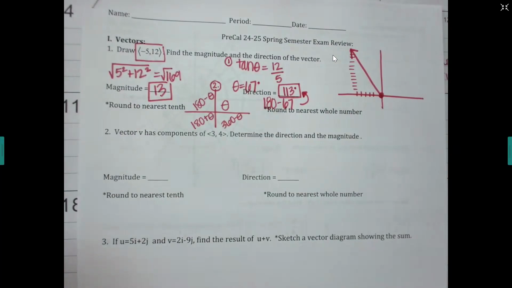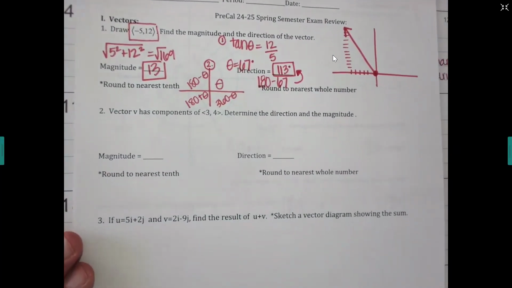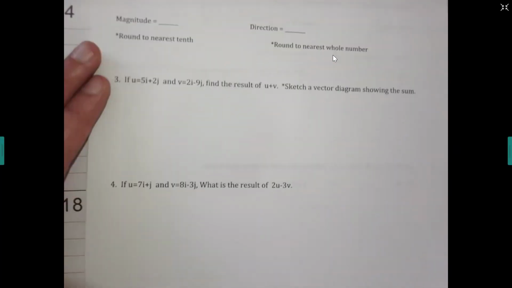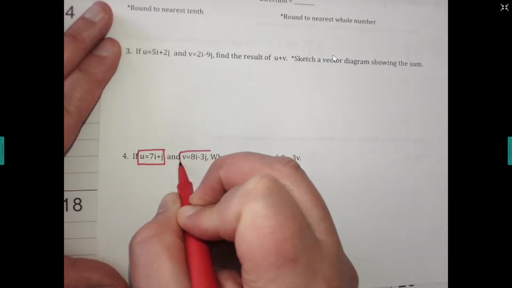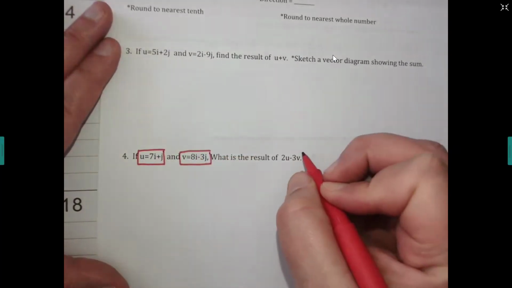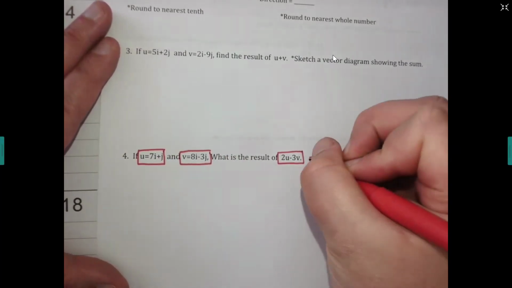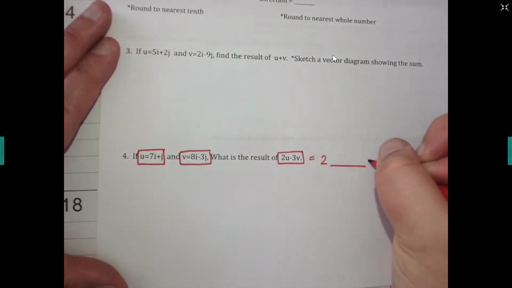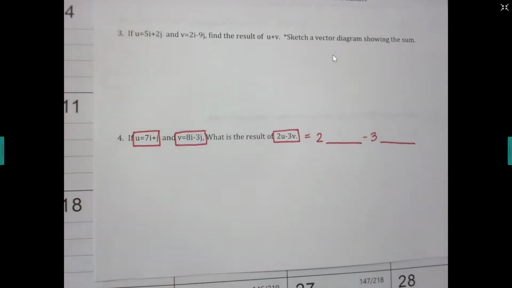All right. Okay, we're gonna skip down now to number 4. Okay, so if you'll take a look at number 4. Okay, you have 2 vectors. Okay, notice that they're in IJ form, but it really doesn't matter. It's the same thing. Okay, and it asks you to find 2u minus 3v. So I'm gonna put 2 blank minus 3 blank. And then in those spots, I'm going to put vector u and vector v.